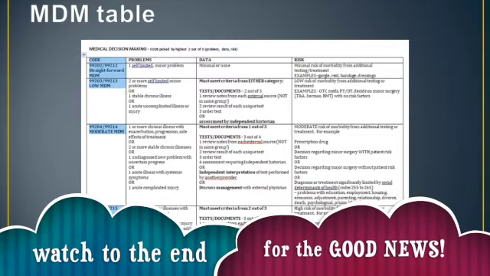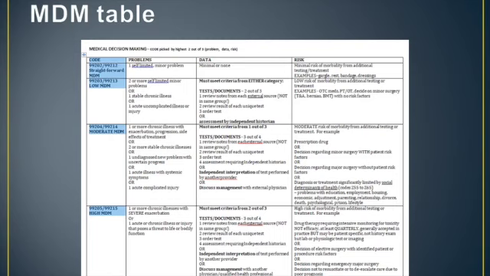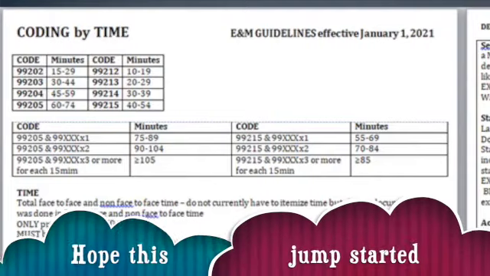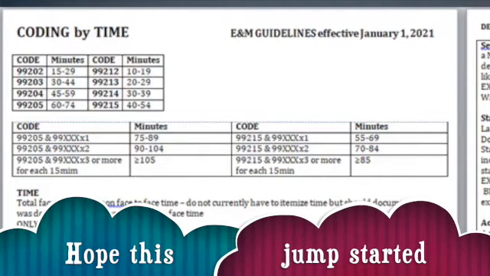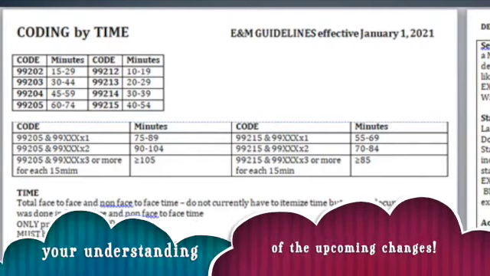So this is my personal take. I took the AMA's medical decision making, I put in my own information. I have it as a Word document. I've made copies of this, getting ready for January 1st, looking things over so that we're ready when our office transitions over. I also have the timing codes. So again, this is just an easy Word document. I put up the codes for the time.